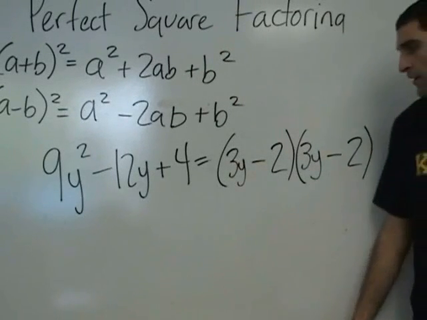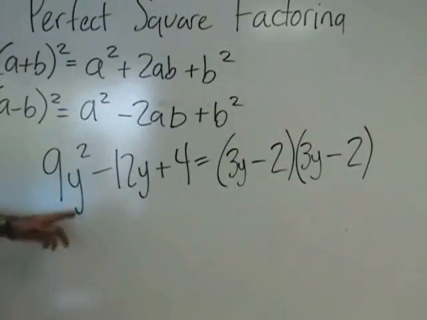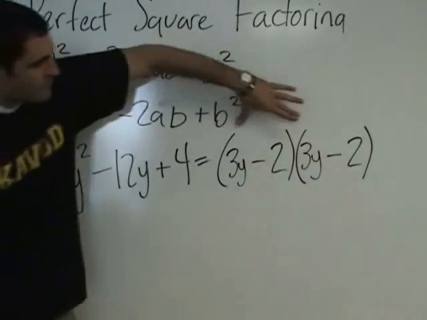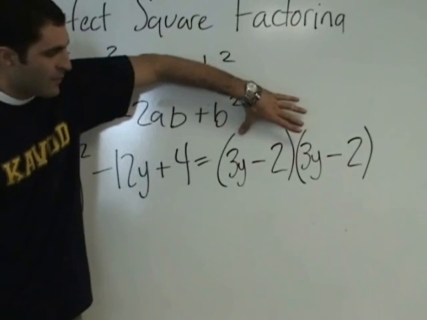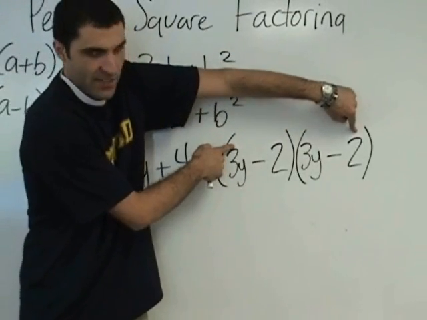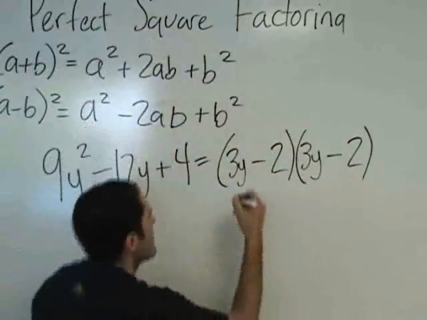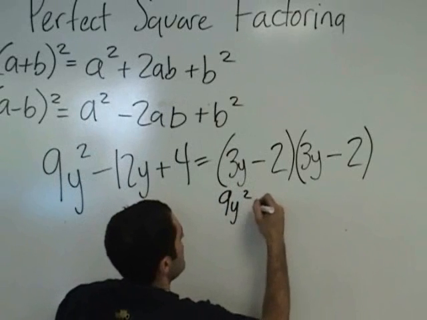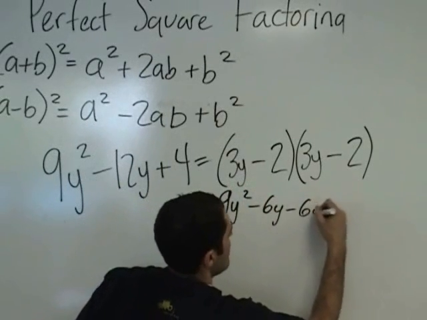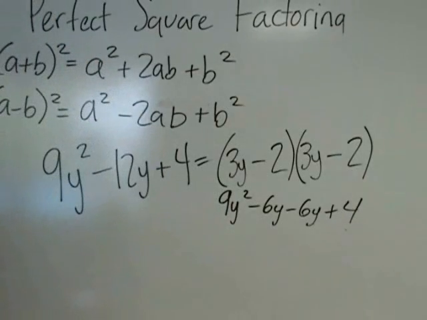Observe. Who could walk through the foiling? So you do 3y times 3y, which is 9y squared. Then you do the last ones, and that's negative 6y, and then it's negative 6y. Right on. 9y squared, and then it's minus 12y, plus 4.